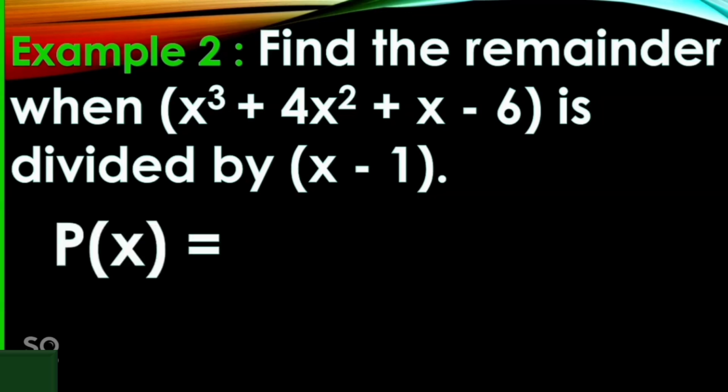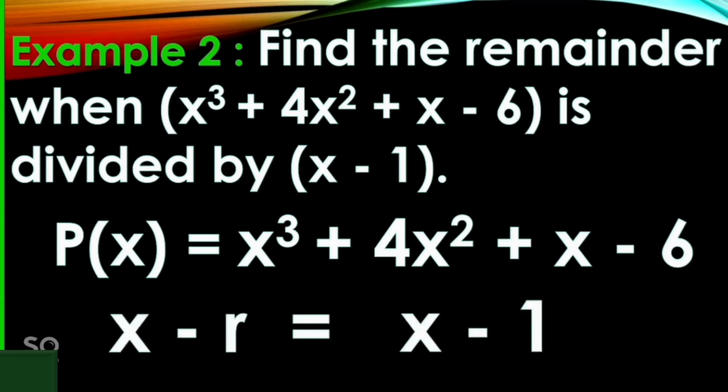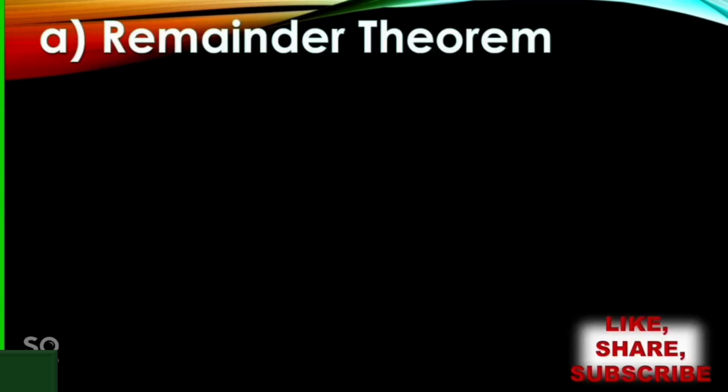So, we now have p of x equals x cubed plus 4x squared plus x minus 6. Ang divisor natin is x minus r, which is x minus 1. Gagamitin uli natin yung dalawang ways kung paano makuha ang remainder. So, yung una is the remainder theorem.